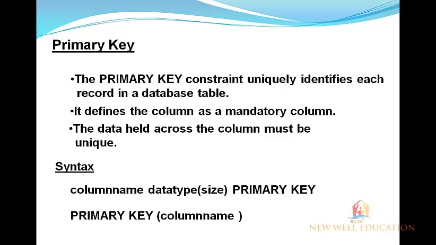The primary key column in a table has special attributes. It defines the column as a mandatory column. That means the column cannot be left blank. Second, the data held across the column must be unique. A single column primary key is called a simple key and a multi-column primary key is called a composite primary key. The main function of a primary key in a table is to uniquely identify a row.